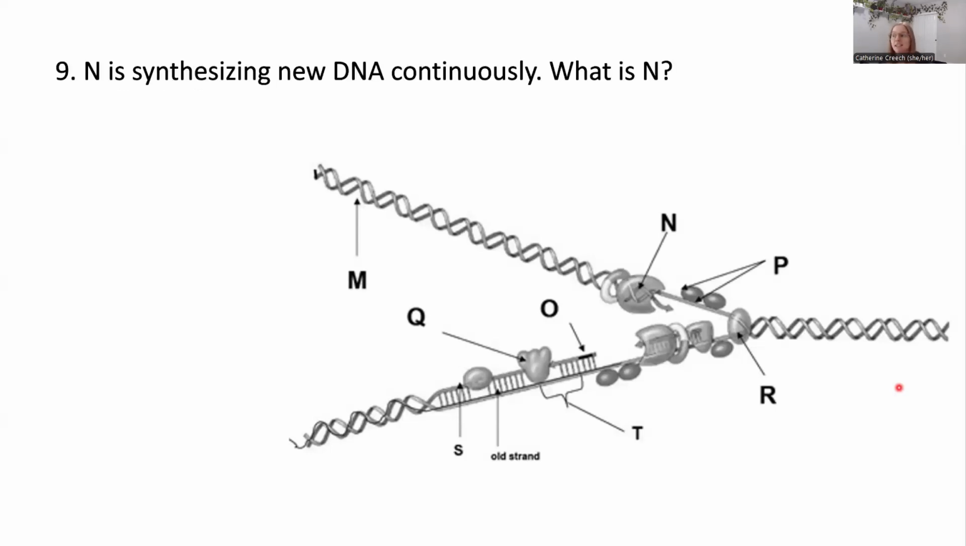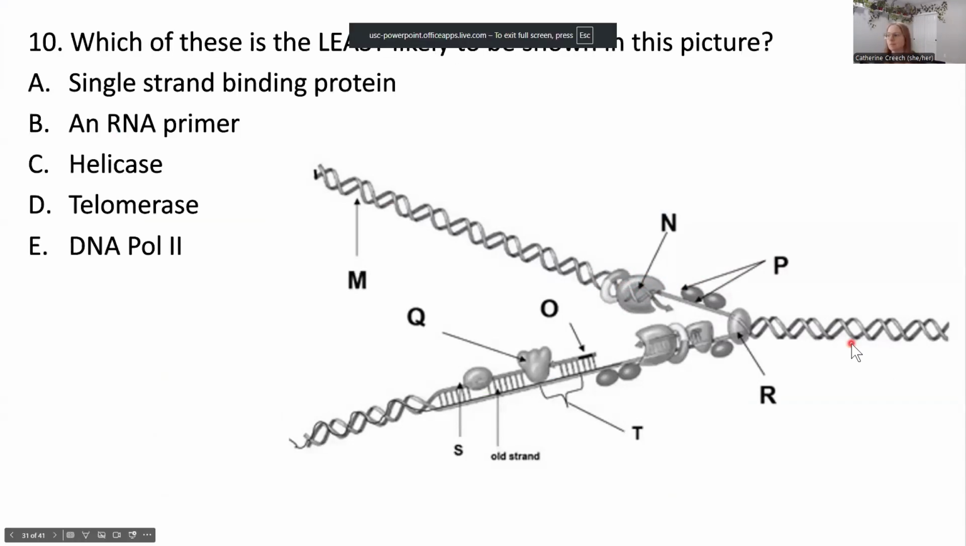N is synthesizing new DNA continuously. What is N? That's DNA polymerase III. Which of these is the least likely to be shown in this picture? DNA polymerase II. DNA polymerase II is involved in gene editing. It's going to look for errors in DNA, so it will not be used during replication. It'll be used after.